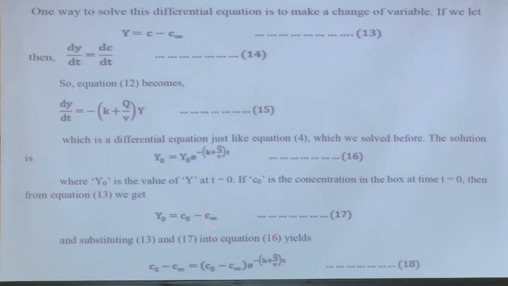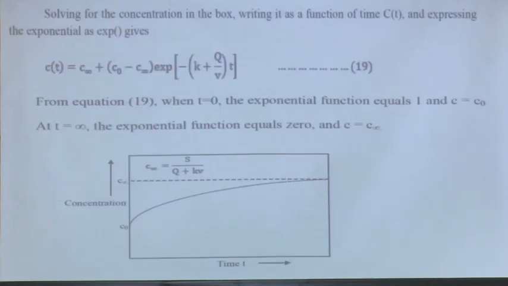So, substituting these values into the original equation, we can write C minus C infinity is equal to (C0 minus C infinity) e to the power minus (k + Q/V) times t. Now, if I replace with time t, C is a function of time, that is, at what time interval I want to know it. So, C(t) is equal to C infinity plus (C0 minus C infinity) exponential of minus (k + Q/V) times t. Are you following the derivation, or am I too fast?